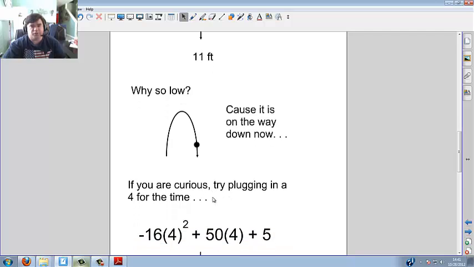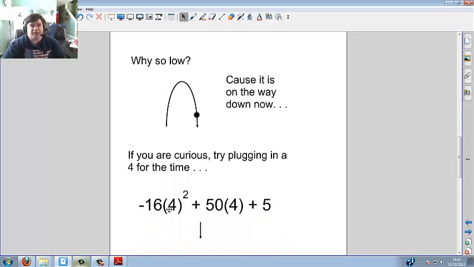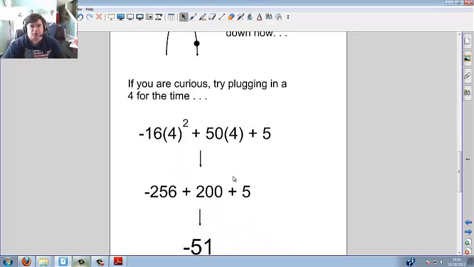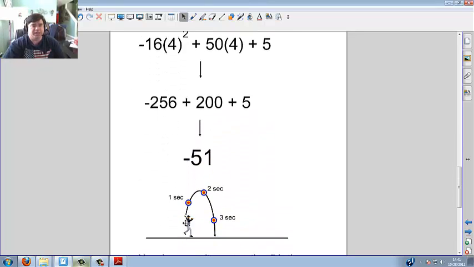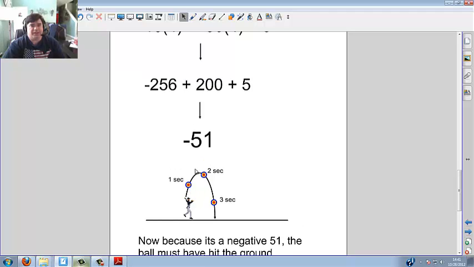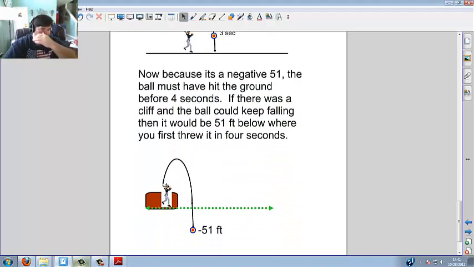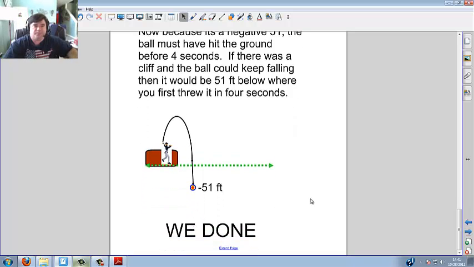If you're curious, if you try plugging 4 in, notice what happens if you plug in for 4 seconds. With this gravity and this throw, notice that you get -51, meaning that you would be 51 feet in the ground if the ball were to continue to travel and not hit the ground. So you could be on a cliff and throw, and at second 4, it would be 51 feet lower than where you started. And that's that.